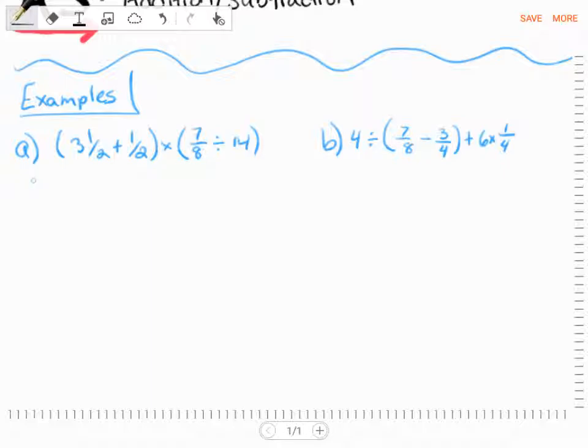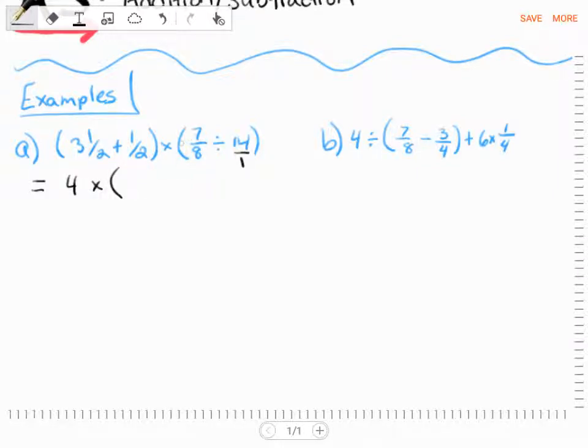The first thing we want to do is conquer those parentheses. So let's do everything together in one fell swoop. If I have 3 1/2 plus 1/2, that's the first thing I've got to do. 3 1/2 plus 1/2 is going to bring you up to just 4. We're going to be multiplying 4 times whatever this mess is. Now remember, this is division. If you think of this 14, think of it as over 1. It's going to make things a lot easier on you.